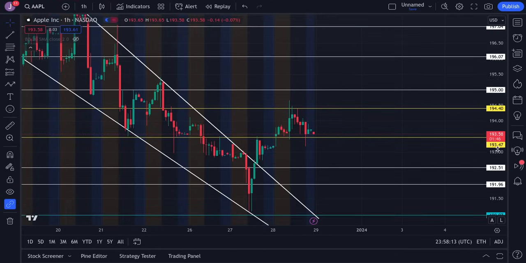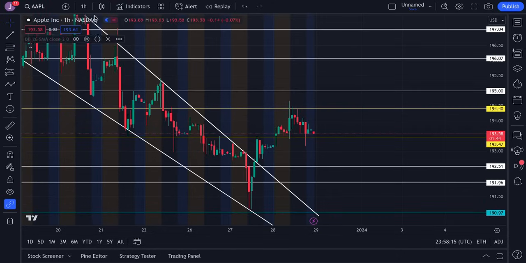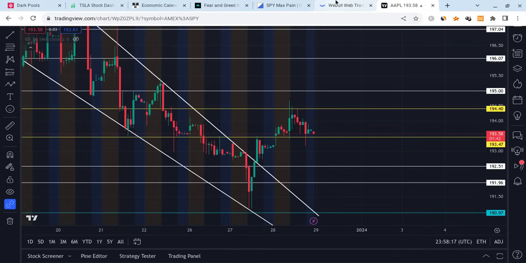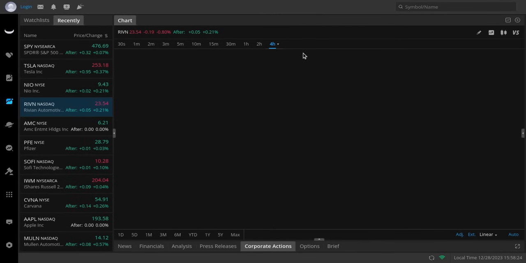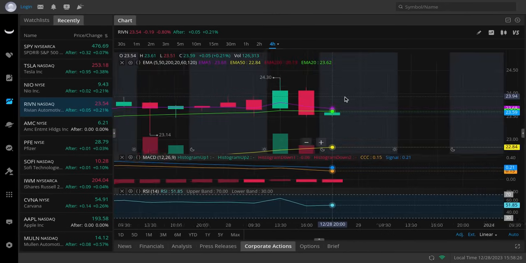In my opinion, we're going to likely maintain this range, and we're going to be watching to see where the bigger move ends up being. But with that being said, those are the main five that we're basically looking at. Now let's break down some more charts out there. For Rivian, I'm going to be very quick, by the way, guys. I want to make this video quick.